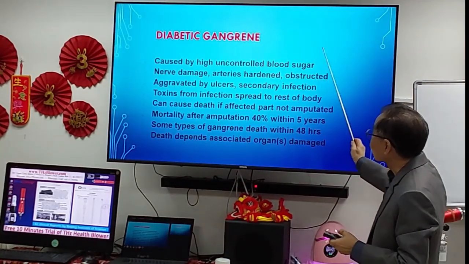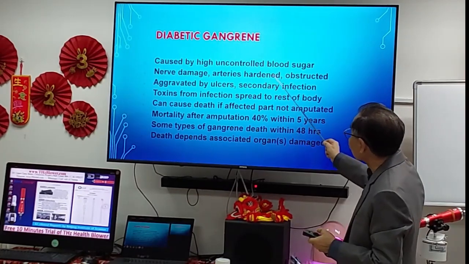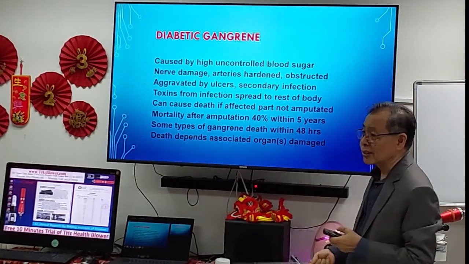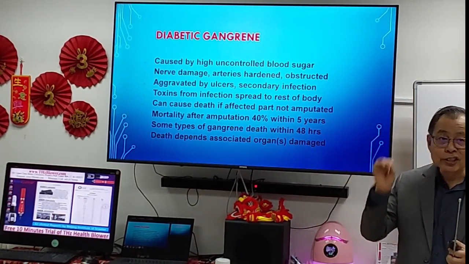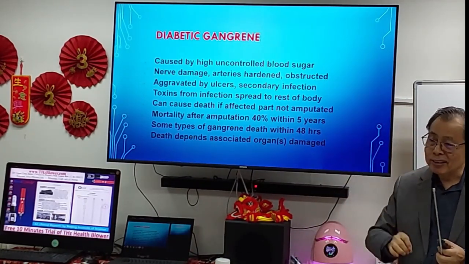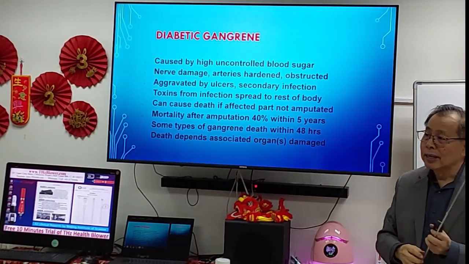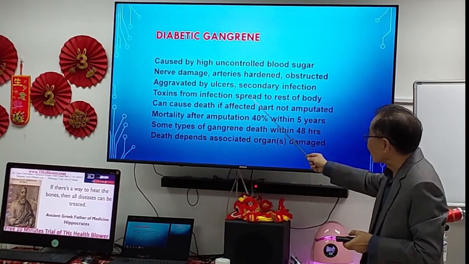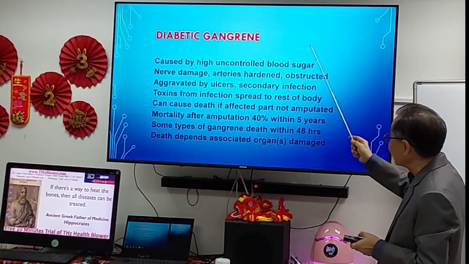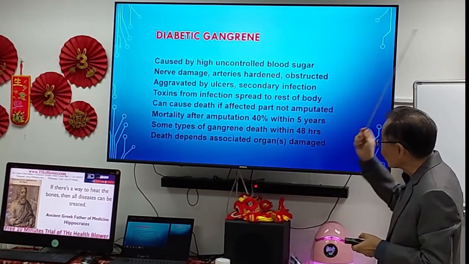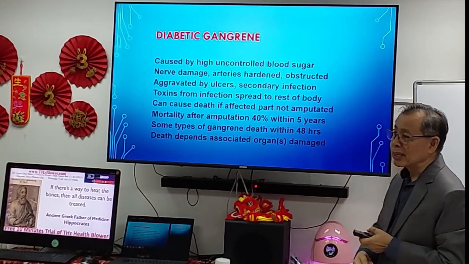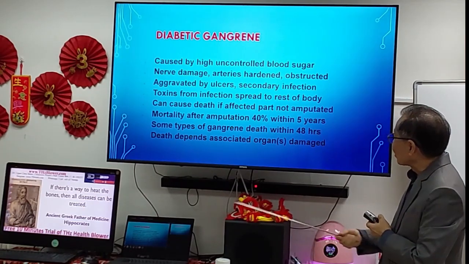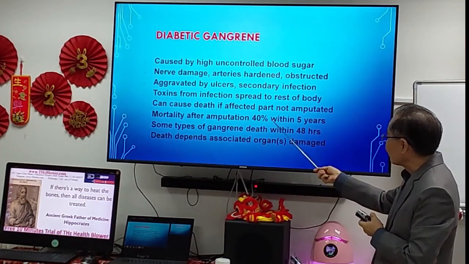So, uncontrolled blood sugar, nerve damage, your arteries are hardened and obstructed, aggravated by ulcers and infection. The thing is, if you have injuries, it gets infected, it doesn't heal at all. And that makes it even worse, and this part will die. Toxin from this infection can spread to the rest of the body, and it will cause you to die unless you amputate the affected parts. That's why you need to amputate. And after amputation, only 40% will survive.